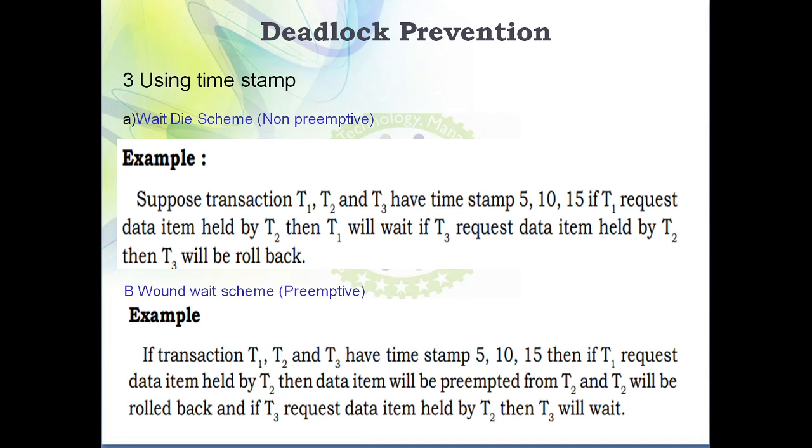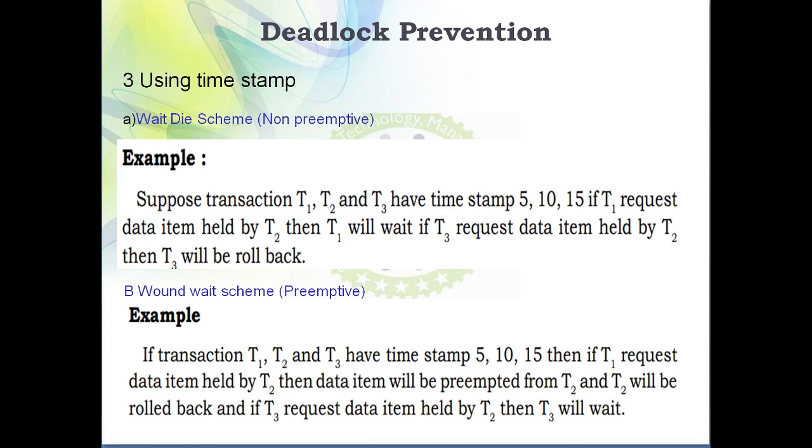So in this way you need to remember this, otherwise it will be difficult for you. Just simply remember this example, T1, T2 and T3. The first scheme is the wait-die scheme. In that case T1 has to wait, and T3 has to roll back. That is the simple wait-die scheme. In case of wound-wait, T1 is requesting T2, so in that case T2 has to be rolled back, because T1 is making an attack on T2.